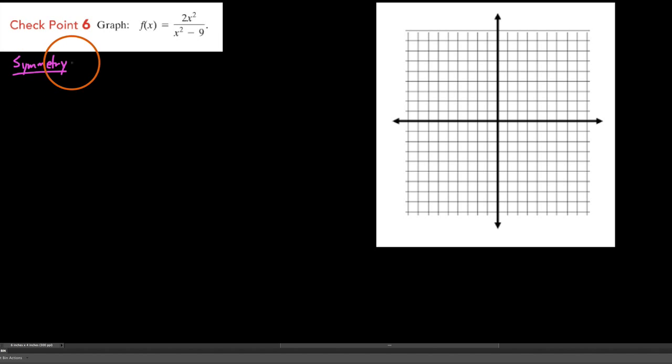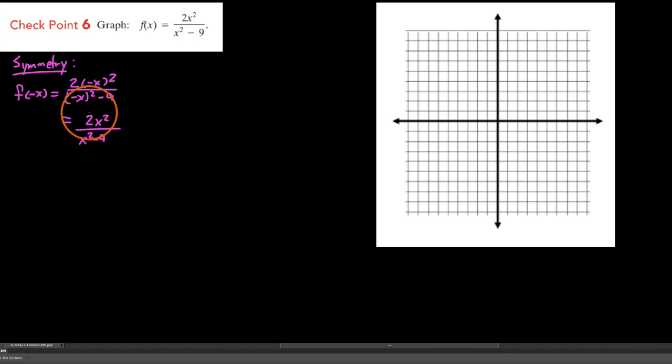I notice here that when I look at this, all of my x's are being taken to the second power, or even power. So I suspect that when we plug in our negative x here, which we're certainly going to do to check for symmetry, this is going to be very helpful. Oops, this is a minus 9. We get minus 9. It looks like we end up with a situation where on top we get 2 times x squared, and on bottom we still get a positive x squared minus 9.